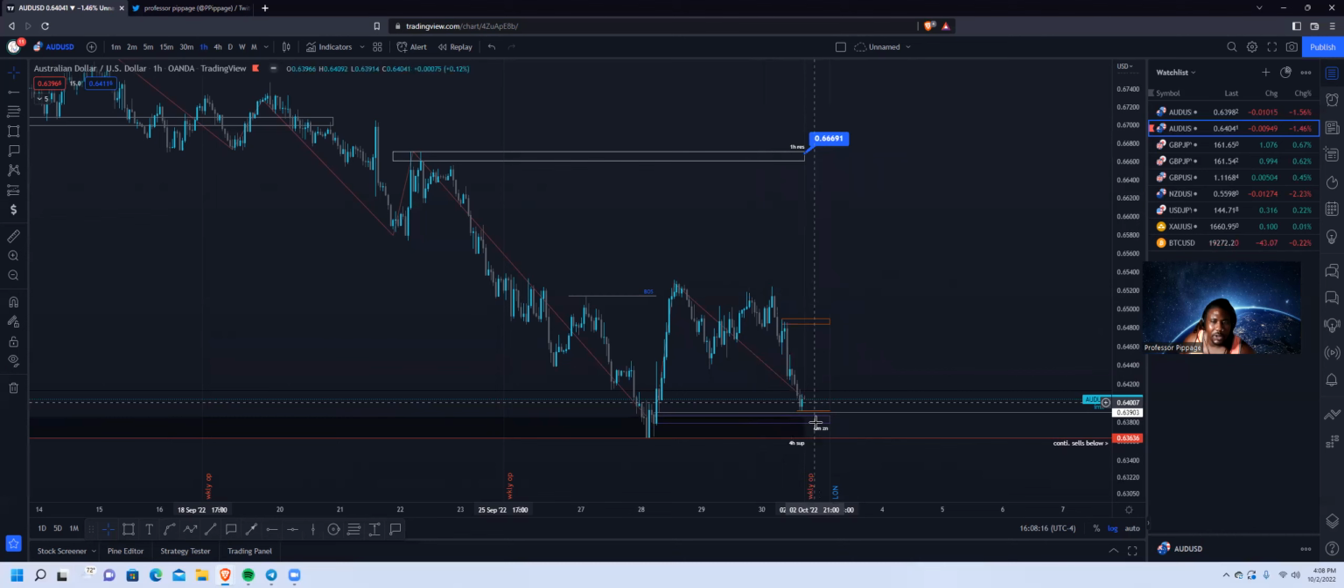Could see a potential of dipping down into this little demand zone right down here in the lower time frames and then scooting back up. But like I said, it's all speculation right now. We're just sitting back and waiting to see what price action is going to do. Ultimately, we got the high, potentially a new higher low to push us back higher.